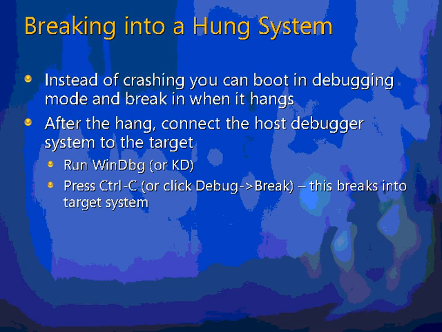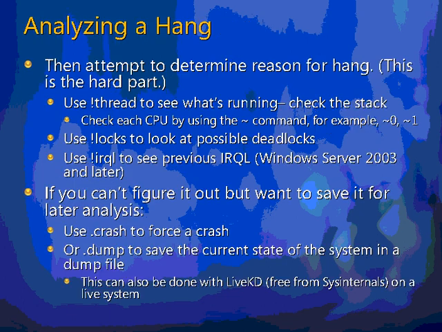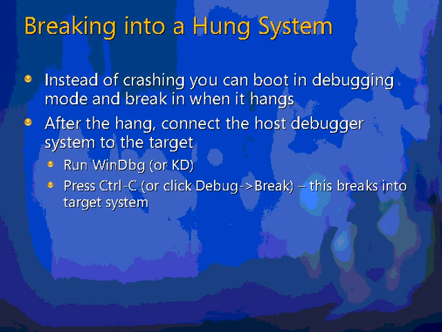So now that you've got a crash or you're broken into a system that's hung, your next step is to analyze what's going on. And this is the hard part. Well, actually, let me back up a second. If you've booted the machine in debugging mode and it's hung, you walk up with the second machine and connect it with the kernel debugger using that kernel debug option. At that point, you've got to hit the Break button or type Control-C, and that will send a signal to the kernel debugger on that target machine telling it that you want to break in.